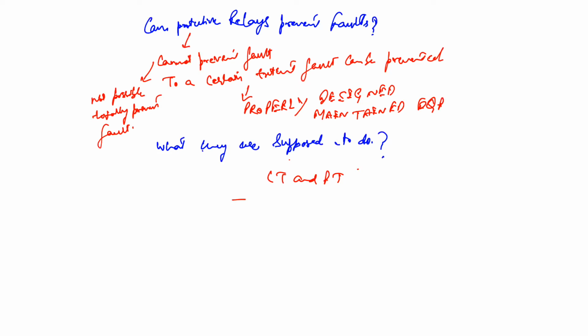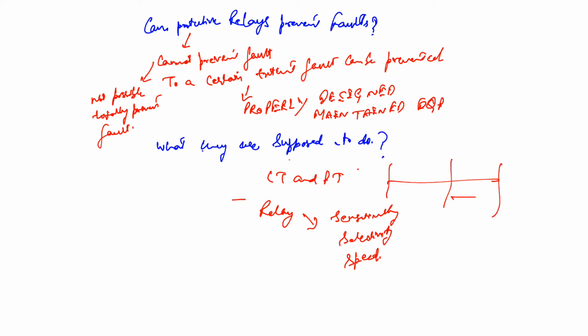Also, the relay must do this with utmost sensitivity, selectivity, and speed. That is what it does. It removes only the faulty part of the system from the rest of the system. Let us suppose that we have a system and a fault occurs in that part. So the relay will trip the circuit breaker in that part only, and it will remove only the faulty part from the rest of the system while tripping the appropriate number of circuit breakers. And it must be sensitive, selective, and fast.